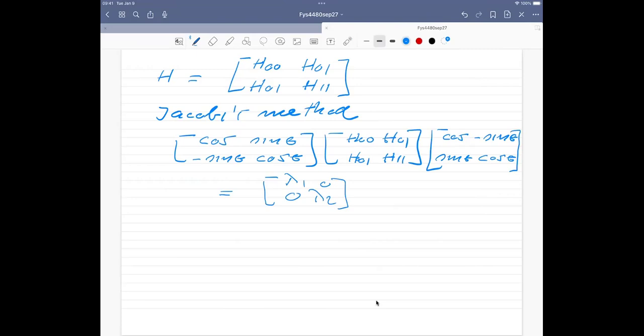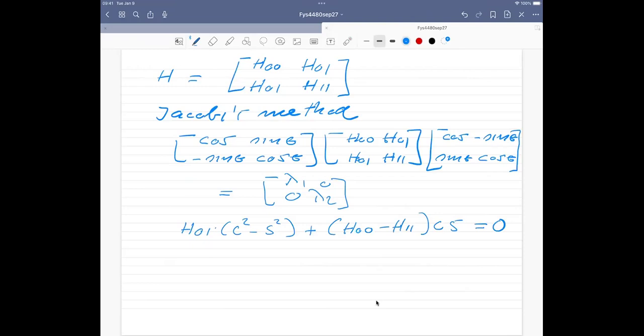So we choose the angle, and if you perform the multiplication here, what you get, if you look at the non-diagonal terms, is a cosine squared minus a sine squared, plus the difference between the diagonal elements H00 and H11 times a cosine sine, where C and S are cosine and sine, and we want that to be 0. So these are the non-diagonal elements when you perform the matrix multiplications. And then you simply want to find an angle which drives the non-diagonal elements to 0.